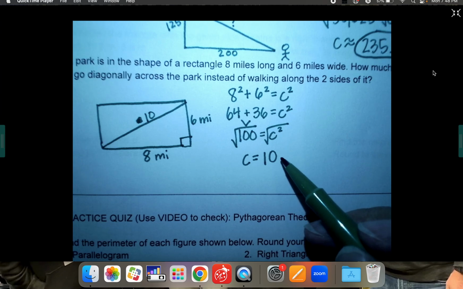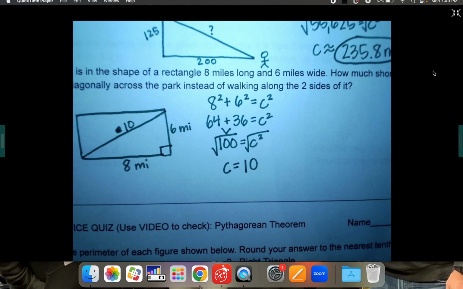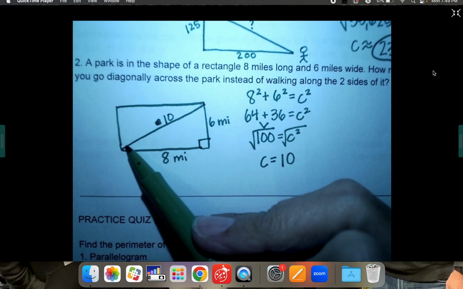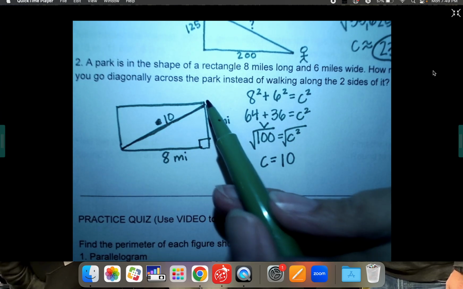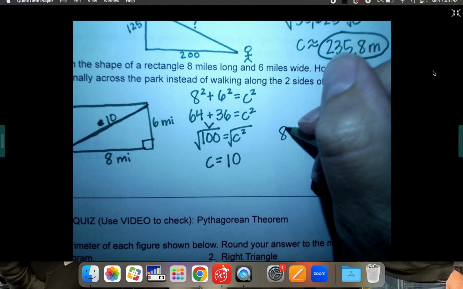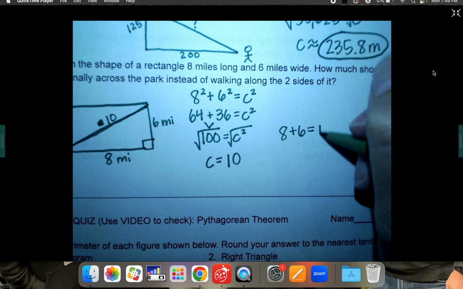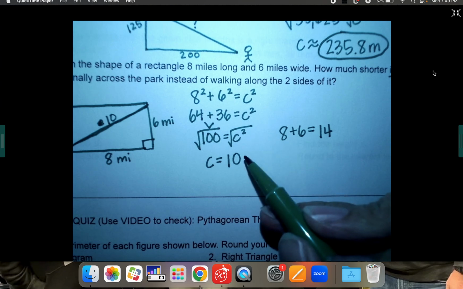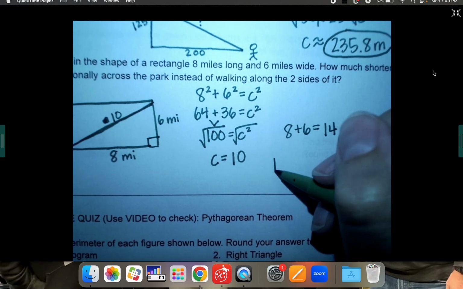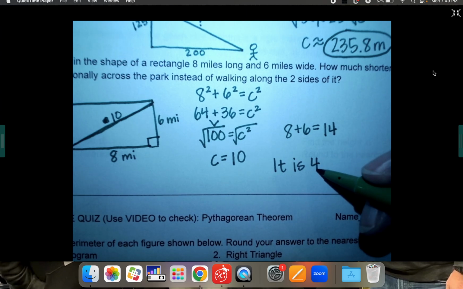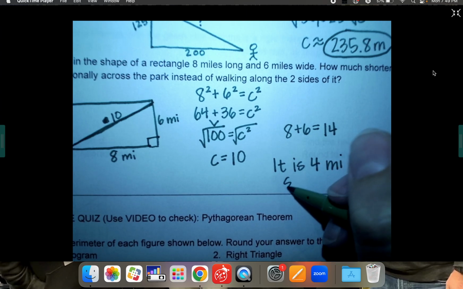So 10 is not the answer. It wants to know how much shorter it is if you walk this 10, which is diagonal, rather than going the 8 plus 6. So let's figure out what 8 plus 6 is, which is 14. So how much shorter is it if you go the diagonal 10 versus the 14 all the way around? It is 4 miles shorter.